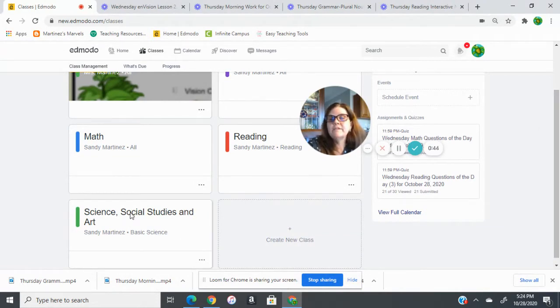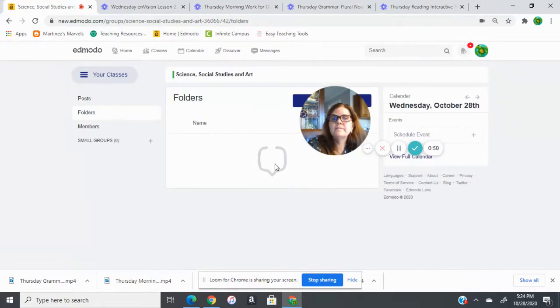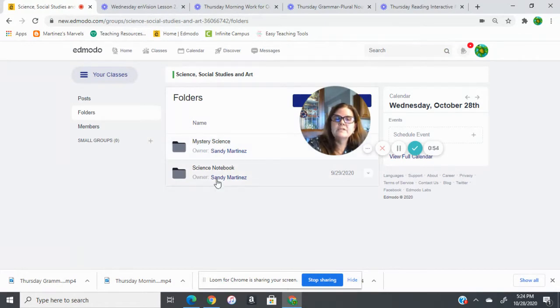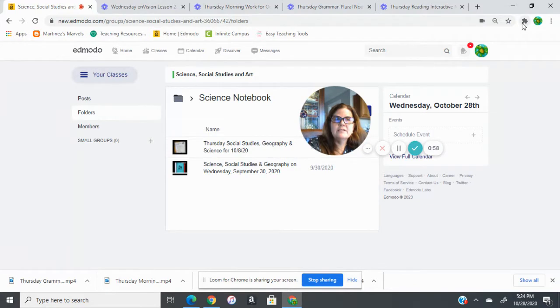So today we're going to be doing a little bit in our workbook. So let's go there. Go to our folder. Okay, and so Mystery Science is where I put those things, but we're in the science notebook. So that's where we're going to be doing our lesson today.